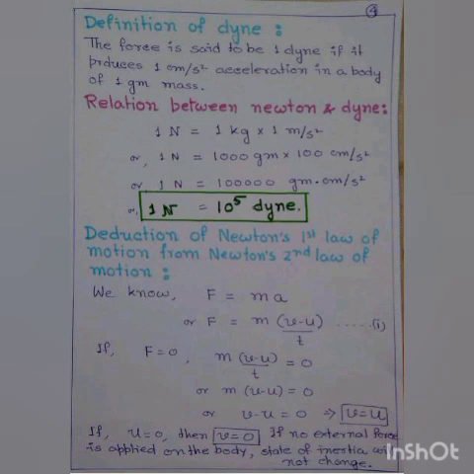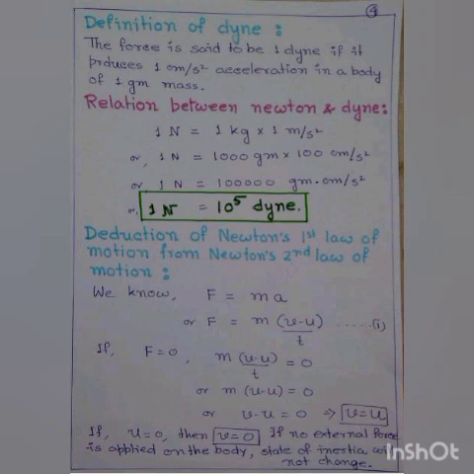Now see, mass is never 0. Therefore we can conclude v minus u equals 0, means v equals u. Listen very carefully. If no external force is applied, then velocity remains constant, means initial velocity equals final velocity. Whatever velocity the object is moving with, it will continue to move with the same velocity if there is no external force.